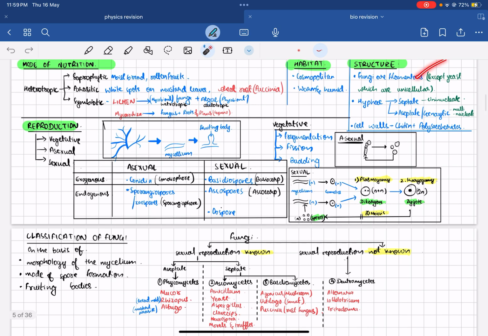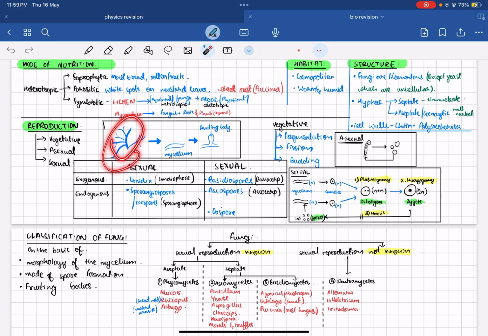Fungi are mostly filamentous except yeast, which is unicellular, not filamentous. And hyphae might be septate or aseptate. Aseptate means a multinucleate condition, septate means uninucleate. If the septum is there, it will be uninucleate. If the septum is not there, the whole cell will be multinucleated, and hence aseptate is multinucleate, septate is uninucleate. The cell wall we have to remember is made up of chitin and polysaccharides. Reproduction takes place through three ways: vegetative, sexual, and asexual.